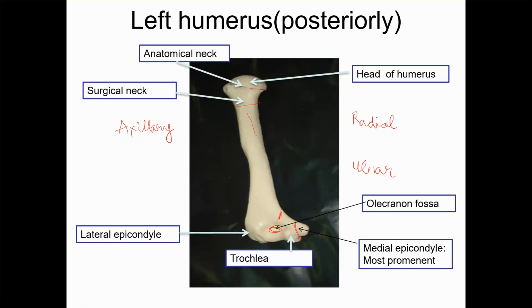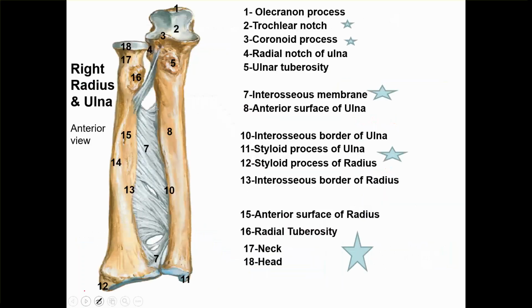Next. Now coming to the bones of the forearm, we have a medial bone and a lateral bone. The medial bone is the ulna, and the lateral bone is the radius. So this is the radius over here, and this is the ulna.